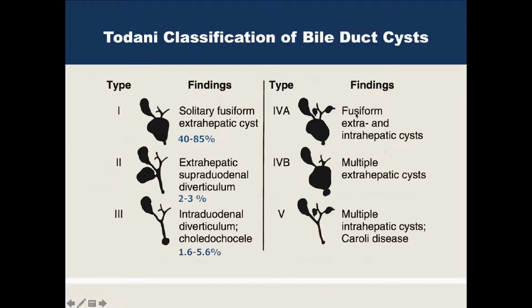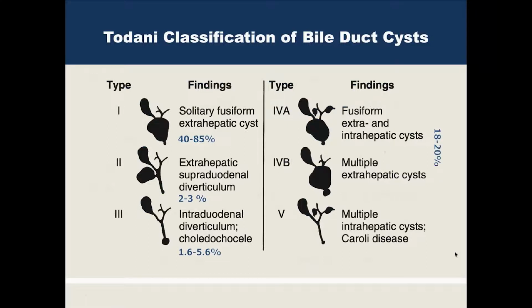Type 4 choledochal cysts have fusiform extra and intrahepatic cysts, and they have multiple cysts. That's 4A. So you can see multiple cysts. There is an intrahepatic cyst, and extrahepatic cyst. When they have multiple extrahepatic choledochal cysts, they are referred to as type 4B choledochal cyst. And finally, you have patients with multiple intrahepatic cysts, and this is called Caroli's disease, where there is multiple cysts inside the patient's liver.